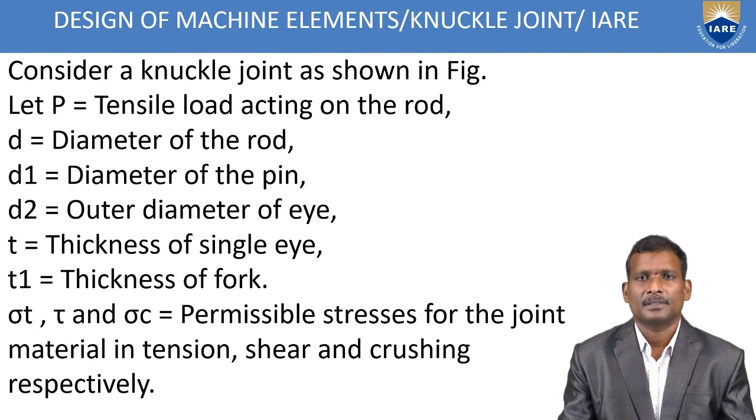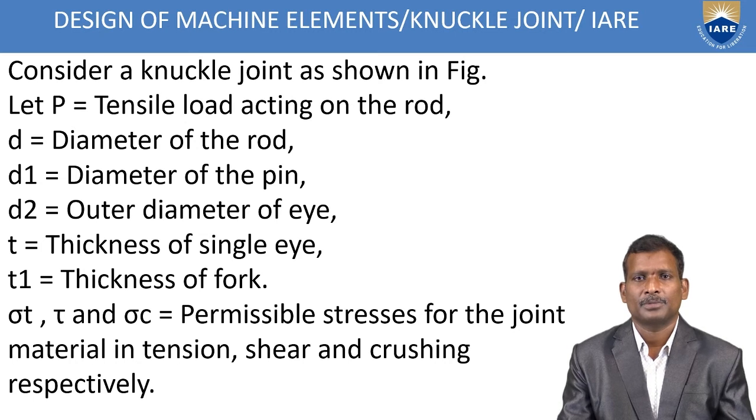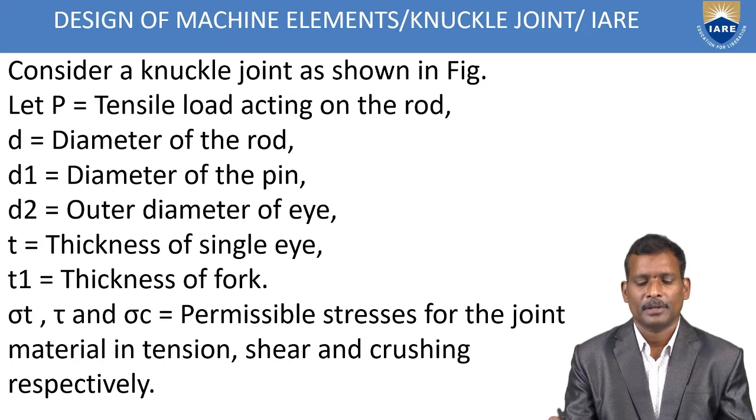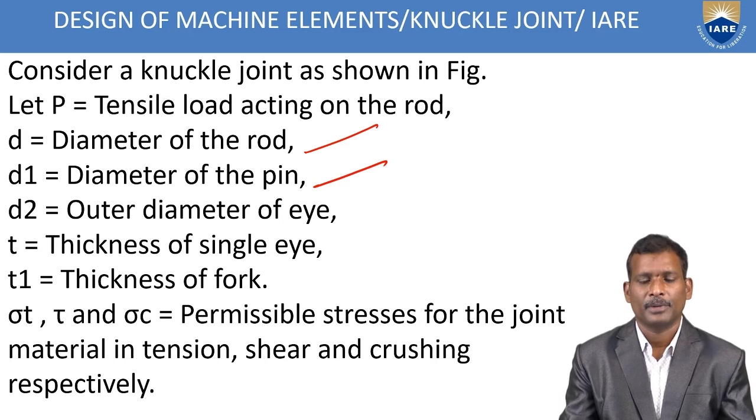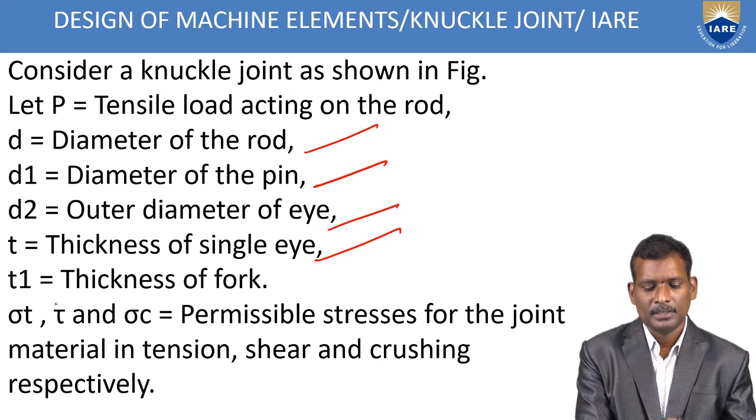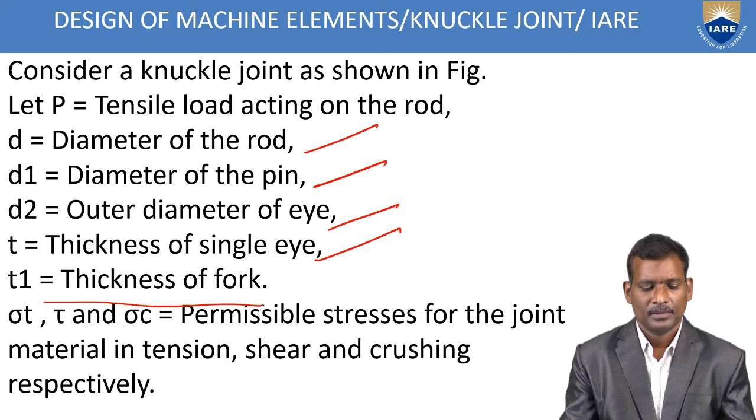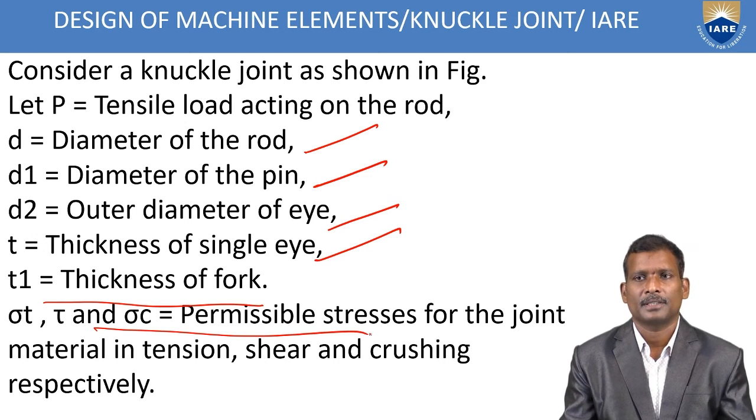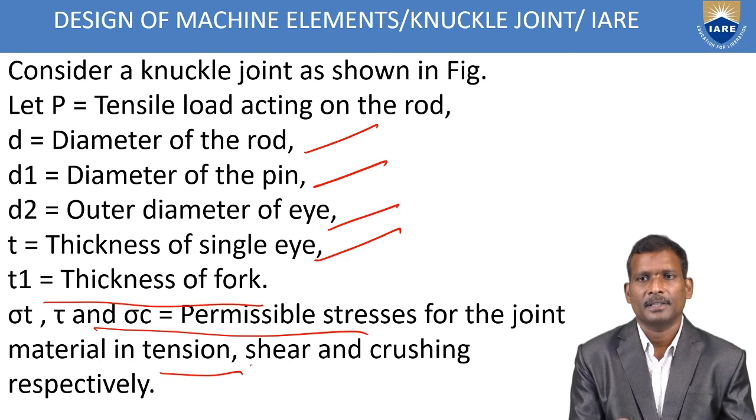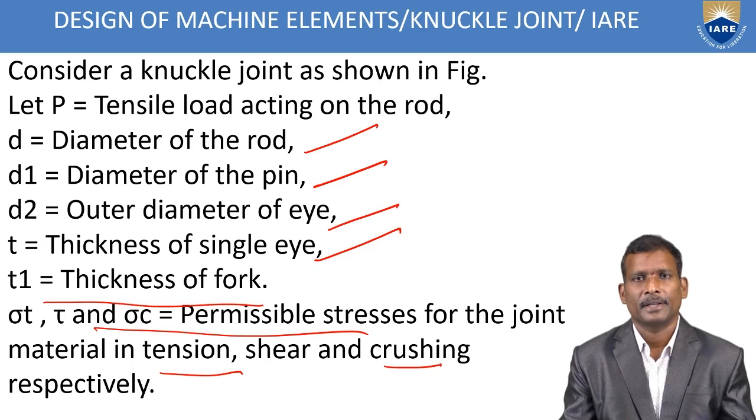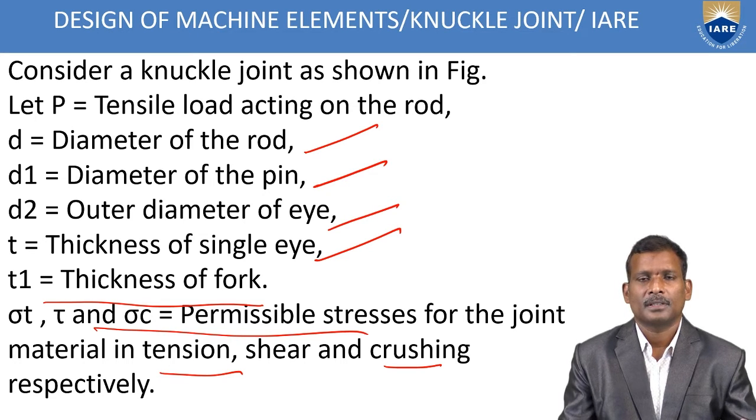For the design calculations, consider the knuckle joint. Let P be the tensile load acting on the rod, so it is subjected to tensile load. d is the diameter of the rod and d1 is the diameter of the pin. Let d2 be the outer diameter of the pin eye, t the thickness of a single eye, and t1 the fork thickness. Let sigma t, tau and sigma c be the permissible stresses for the joint material in tension, shear and crushing. It depends upon the material. These dimensions are very important while designing a knuckle joint.